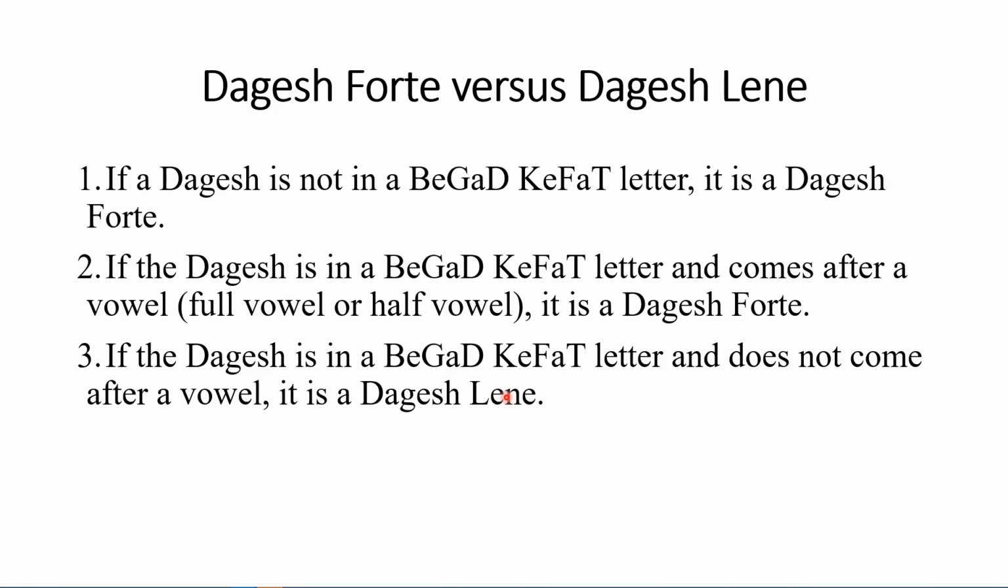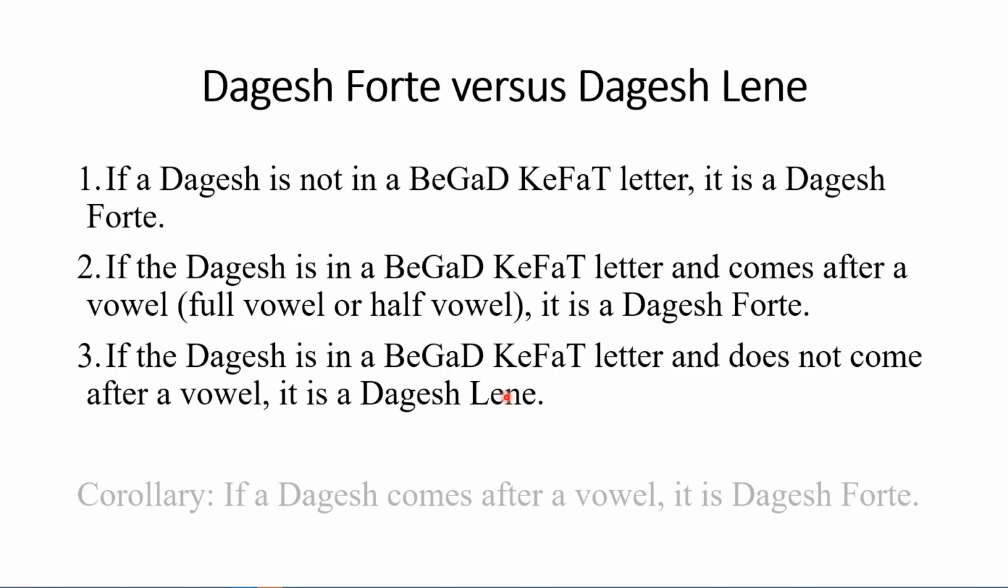Now we see a lot of Dagesh Lenes in the Bible, but the circumstances that tell you it's a Dagesh Lene are pretty restricted. So we can add a little corollary here. If a Dagesh comes after a vowel, it is a Dagesh Forte, period. Many people like to look at the first rule: if it's not a Begad Kefat letter, then it's a Dagesh Forte, because you don't even have to worry about vowels. But if you do see a vowel and you notice it, then you know that a Dagesh that comes after it is not a Dagesh Lene. It has to be a Dagesh Forte.